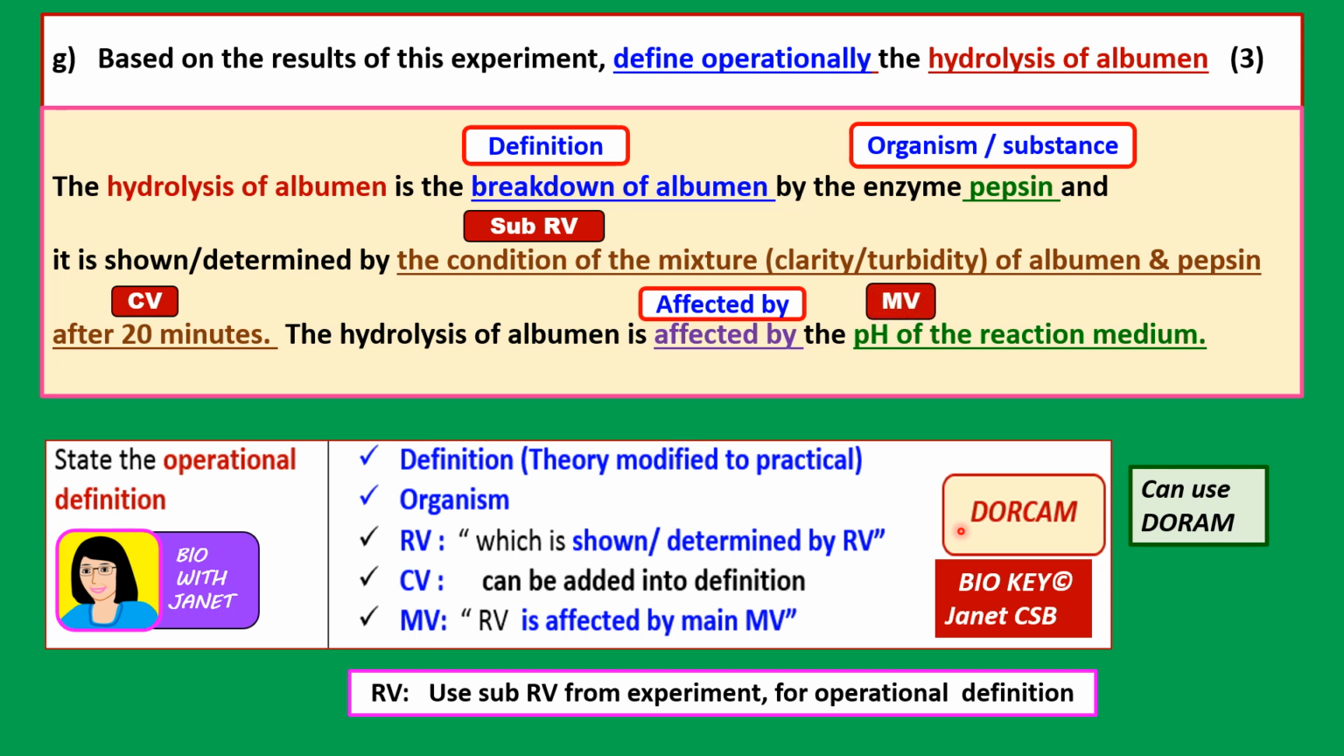All right? Okay, so try to remember the acronym. I think I would prefer DORCAM. But if your teacher has taught you to use it without the constant variable and you feel safe, then you can use DORAM. Okay? So DORCAM or DORAM.